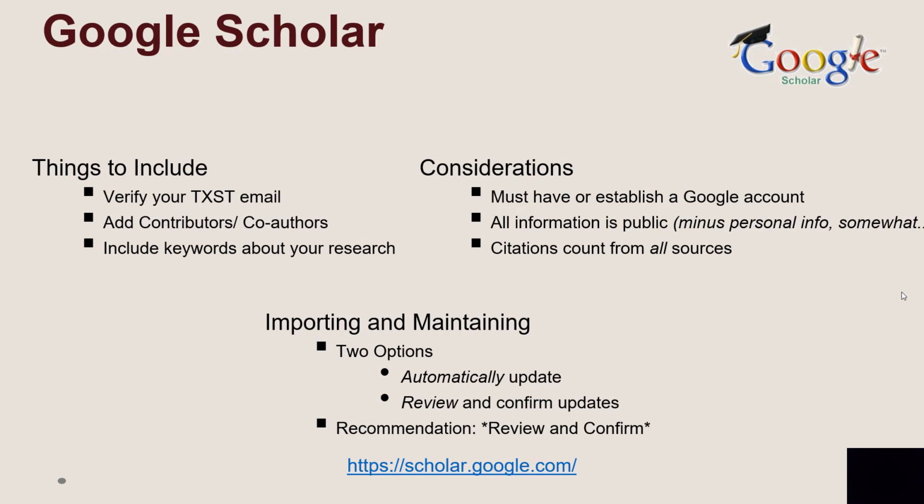Things that you want to include: you want to verify your Texas State email. You can add contributors or co-authors. You can include the keywords about your research. You must establish a Google account in order to create a citations account. And all of the information is public, except for maybe your personal info. It's fairly easy to import and maintain.